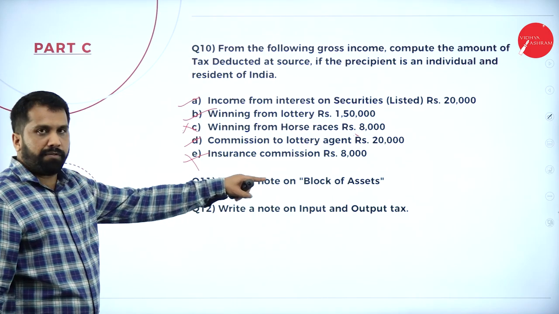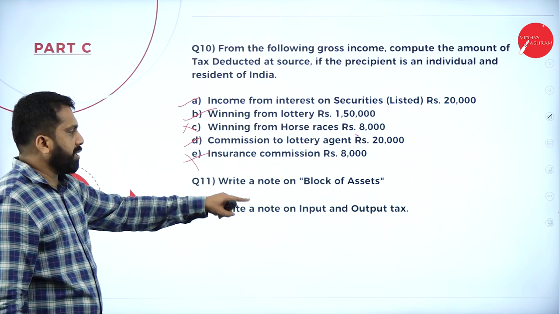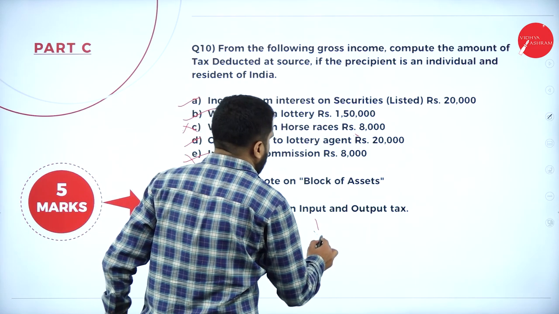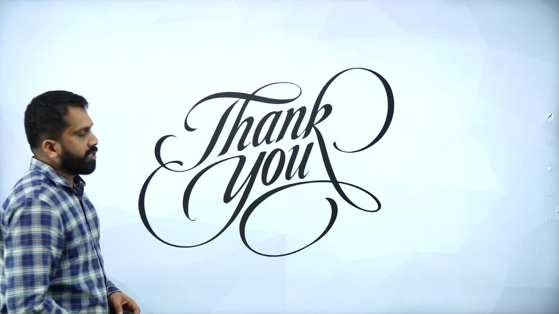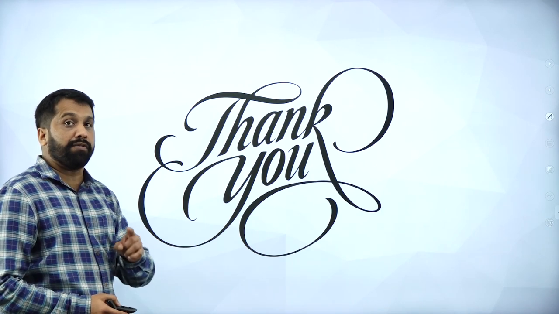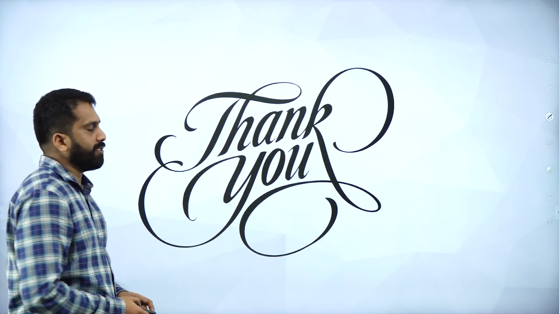Write a note on block of asset. You know that. Write a note on input tax, output tax. Input tax on what? Purchases. Output tax on what? Sales. So I'll go back to all the previous slides of your question paper so that you can take a screenshot.